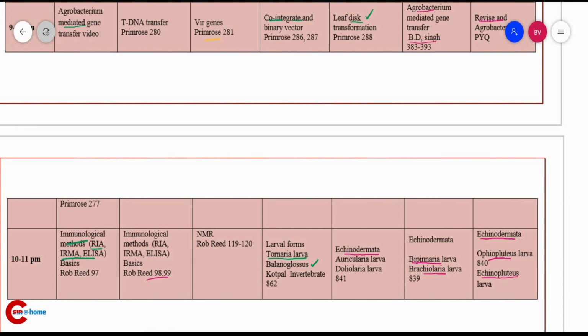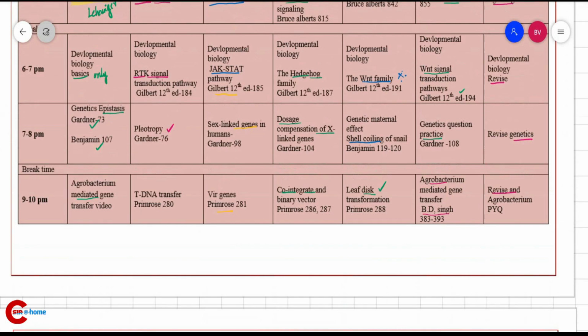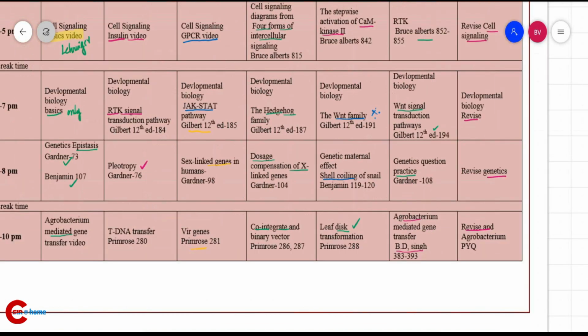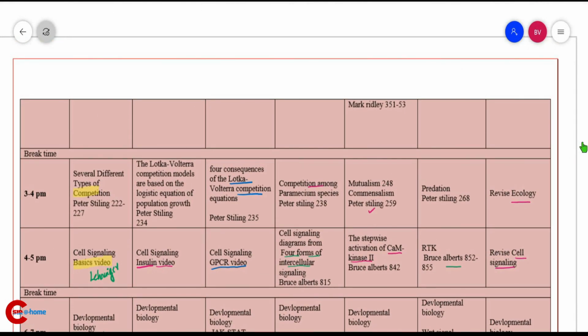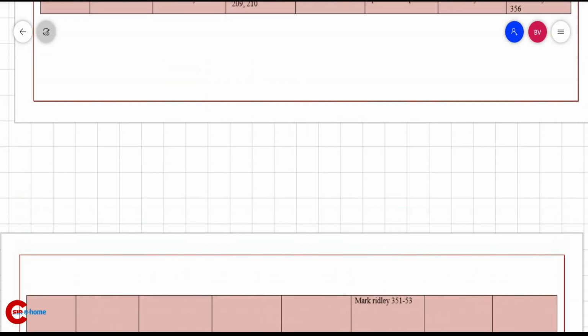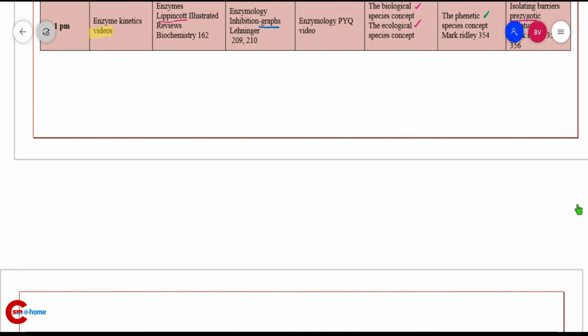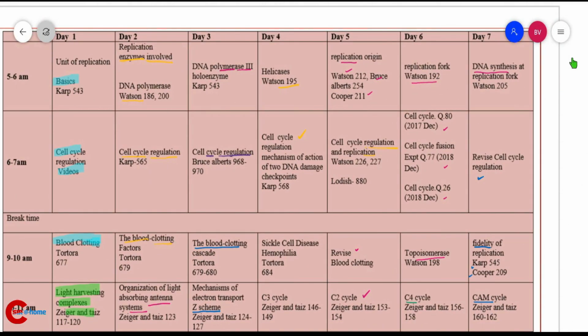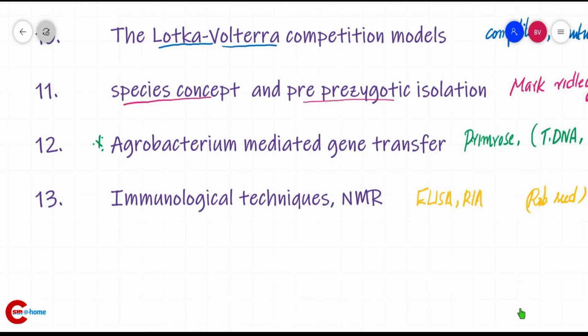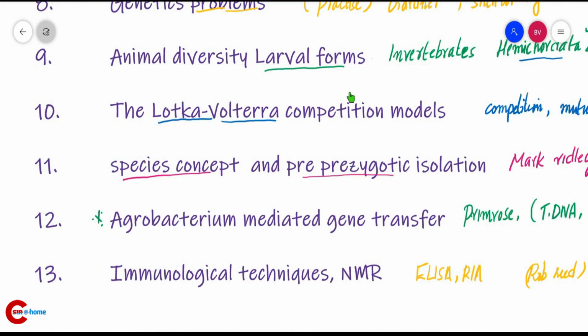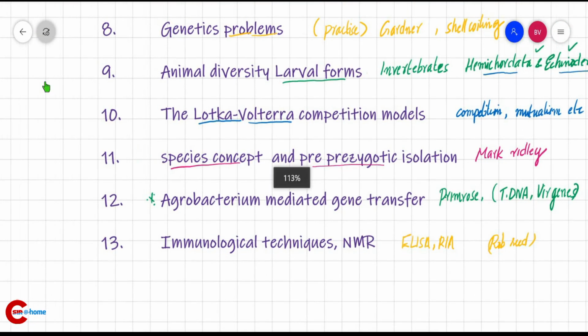This is the timetable. So if this timetable is very hard for you or you can't study all of it, just study some from it. This is 13 important topics. You can study 6 to 7 important topics from it. You can choose. There are 2 months for your examination.